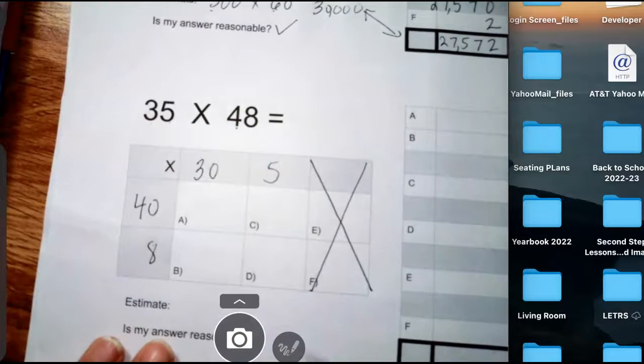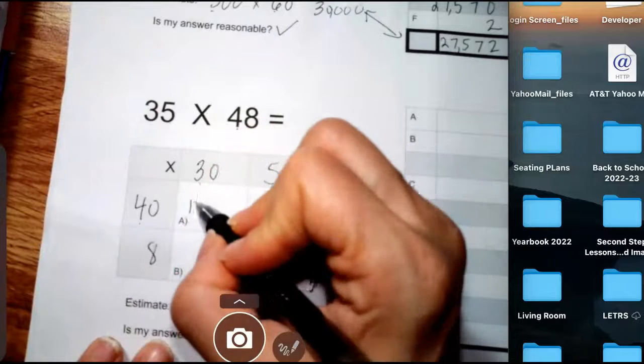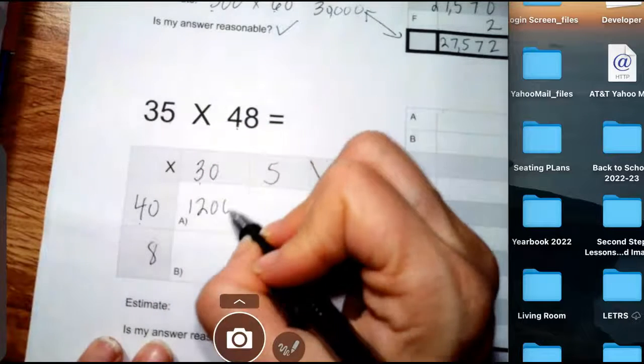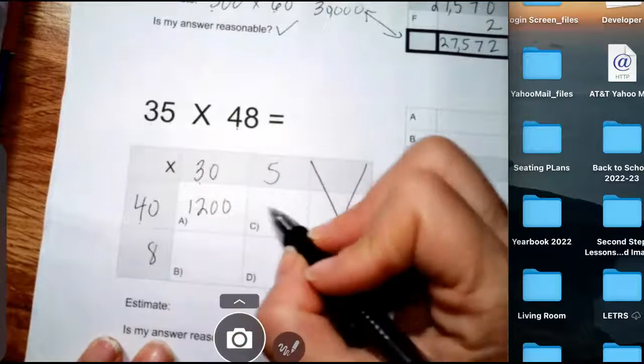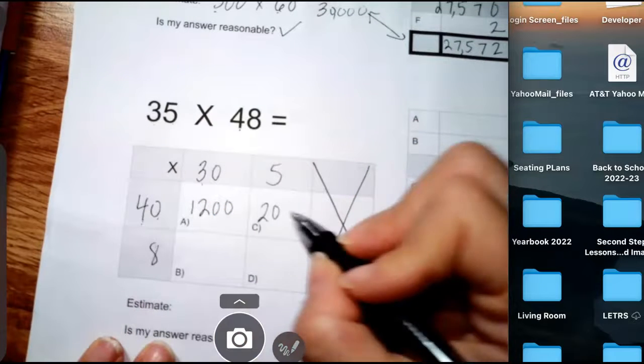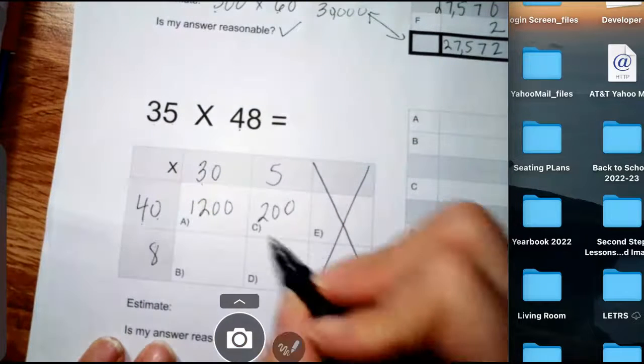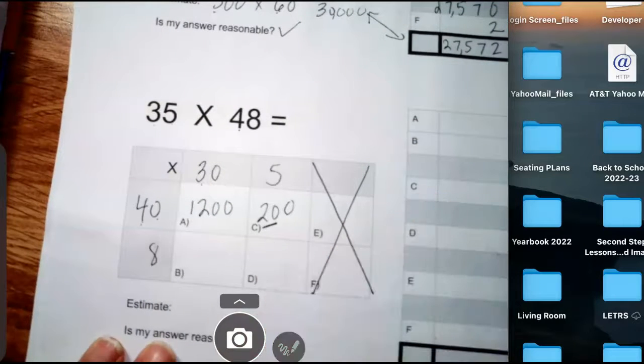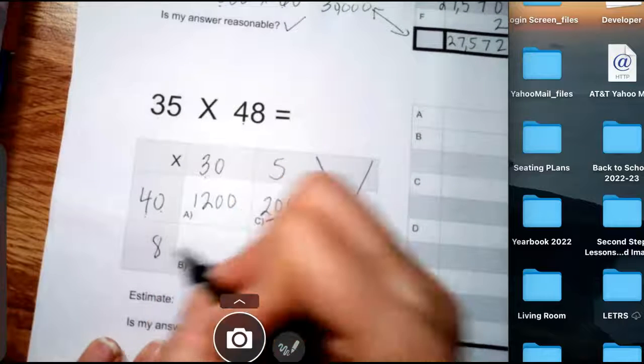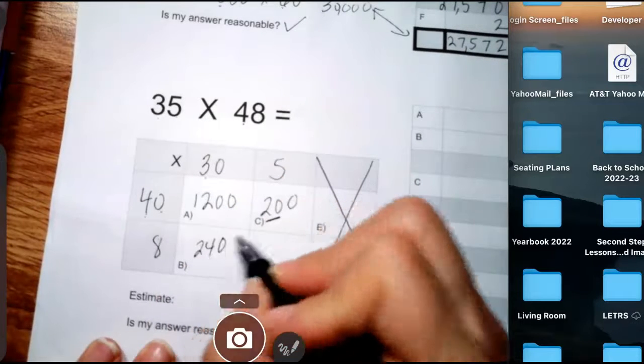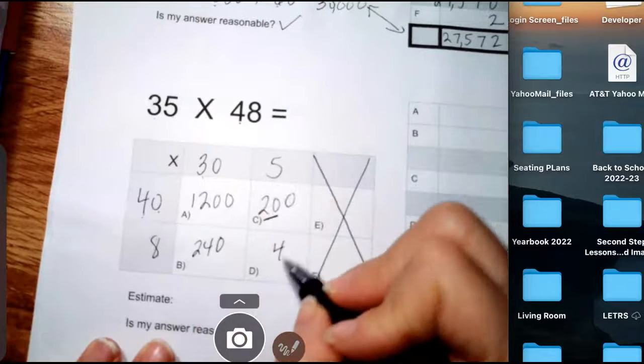Now I'm ready to multiply. 4 times 3 is 12, and I have 2 zeros. 1, 2. 4 times 5 is 20. I have 1 zero, which I'm going to add on, right? Because 4 times 5 is 20. I have to add the 0. 3 times 8 is 24. I'm going to add the 0, and then 8 times 5 is 40.